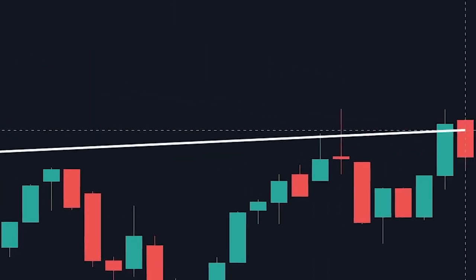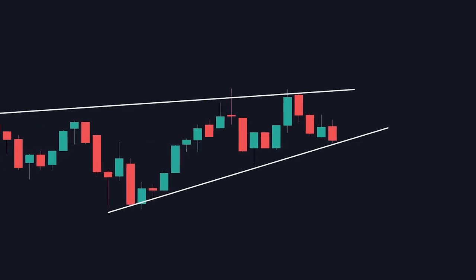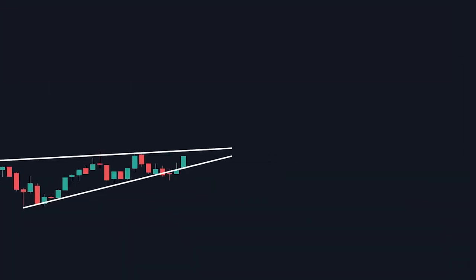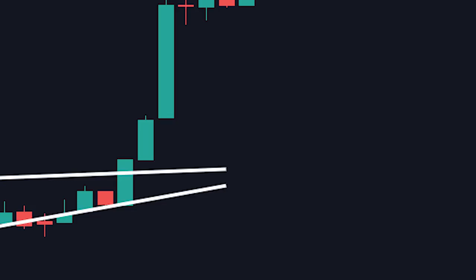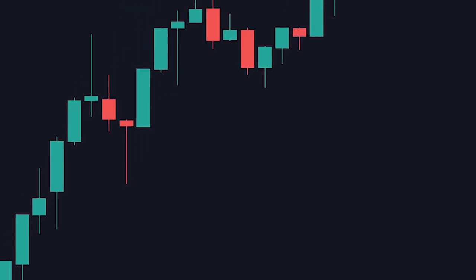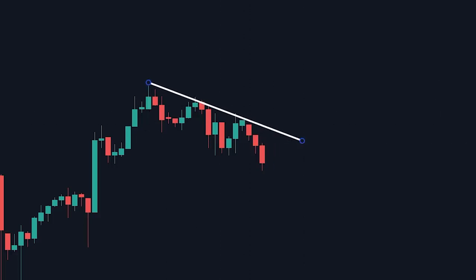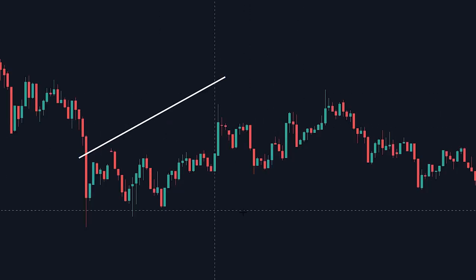Breakout strategies. Setting a support line, then a resistance line, and waiting for that one moment to happen, when the price suddenly breaks through. And when it breaks through, it really breaks through. But how do you trade this strategy successfully? Is there even a strategy?